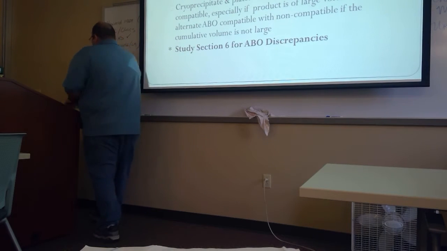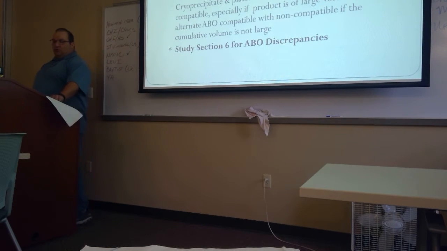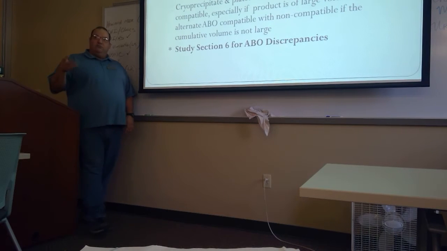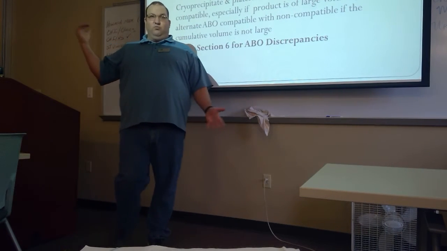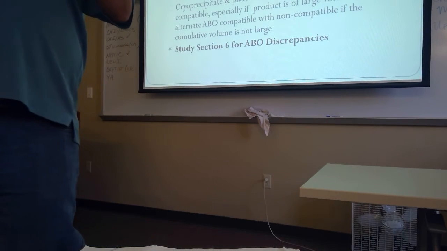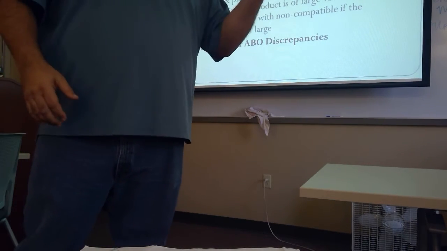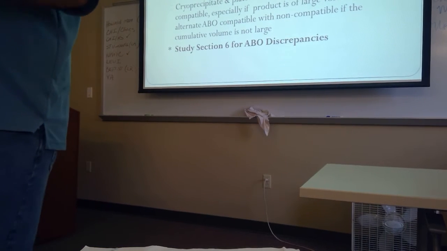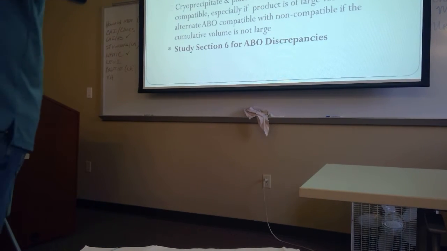There is a section in your book for ABO discrepancies. We're going to talk about that throughout. We're going to give you some blood types that occasionally won't work. Just know what you should get on a blood type, so that you at least know that there is a discrepancy. So you can go, whoa, wait a minute.